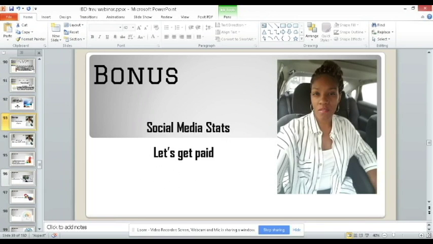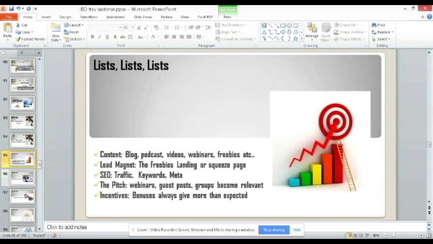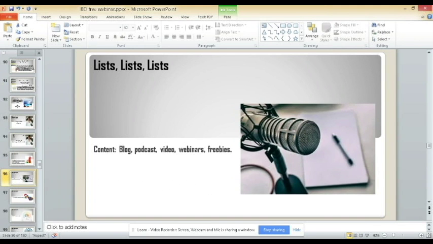All right. So let's get paid. So list. Content is key or king, however you say it. But the money is honestly in the list. So your content, your blog posts, videos, webinars, your freebies, your landing and squeeze pages, the traffic, the keywords, your SEO, the pitch, which is your webinar where you guest post, the groups, how you become relevant, and your incentives, your bonuses, because you should always be given more than expected.